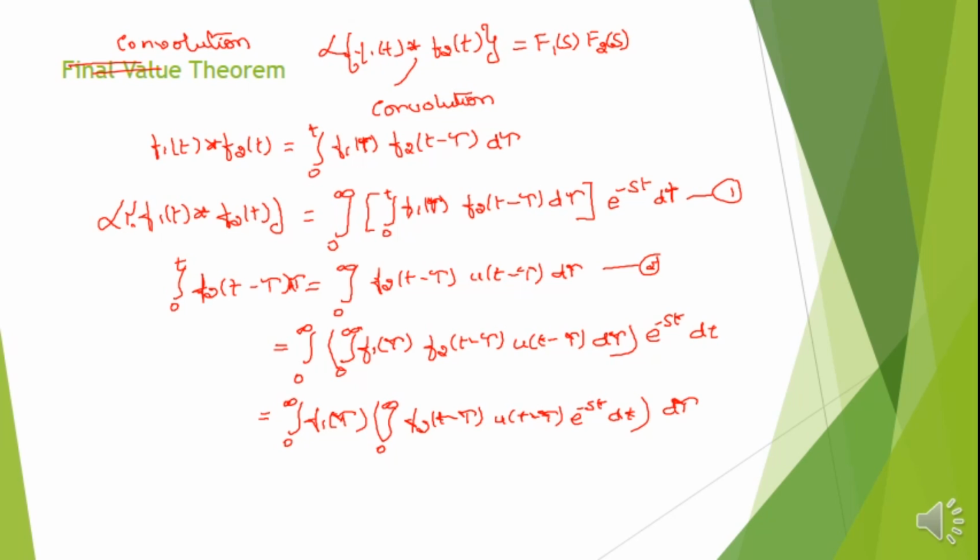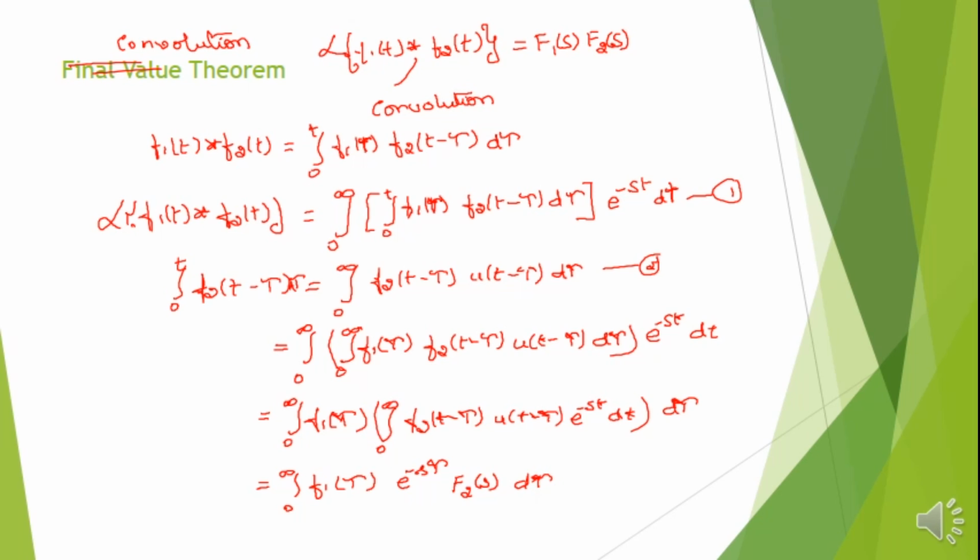Now integral 0 to infinity of f2 of t minus tau u of t minus tau e to the power minus st dt, what is it? Based on the shifting theorem, it becomes integral 0 to infinity of f1 of tau, and this becomes e to the power minus s tau into F2 of s, d tau. Correct? Based on the shifting property, the integral of f2 of t minus tau u of t minus tau e to the power minus st dt is equal to e to the power minus s tau F2 of s.